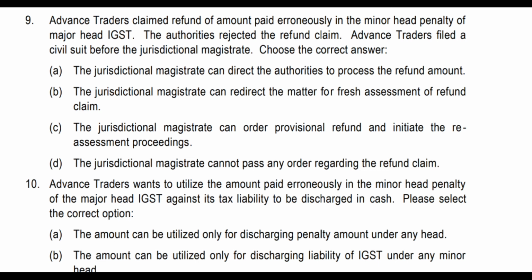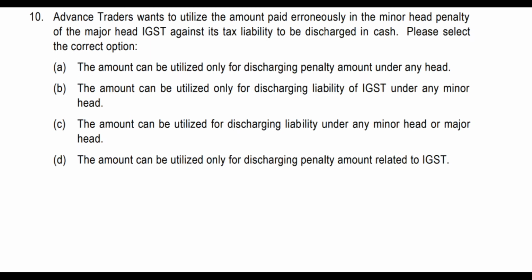So the correct answer is D. Any jurisdictional magistrate cannot pass any order regarding the refund claim. Correct answer is D. Question number 10. Advanced trader wants to utilize the amount paid erroneously in the minor head penalty of the major head IGST against its tax liability to be discharged in cash. Please select the correct option.